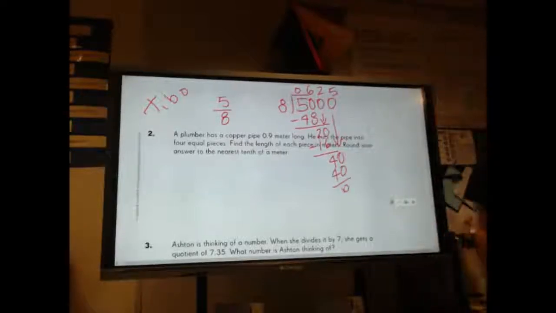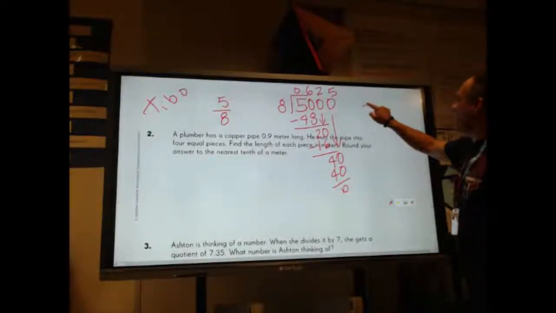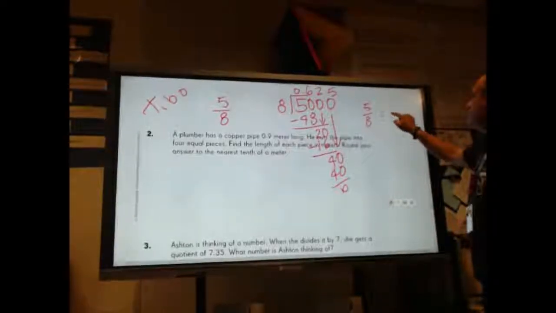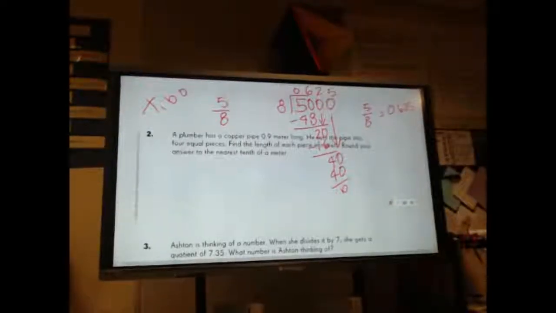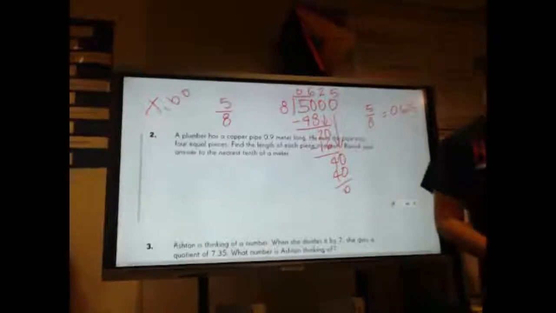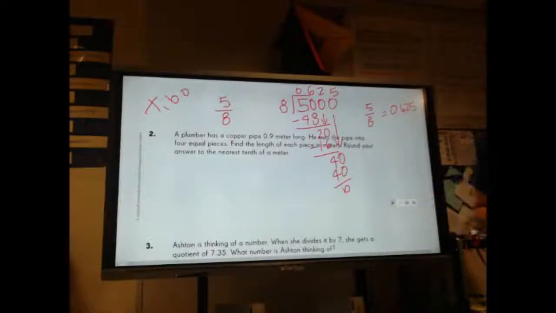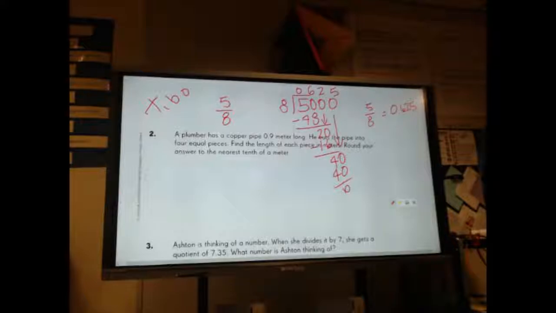All right. So you see, you know how to do it. You just forgot how to do it. So 5/8 is the same as 0.625, right? All right. Well, guess what? Dividing decimals is the same thing. Dividing decimals by a whole number is exactly the same thing.